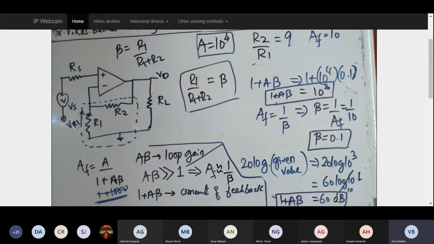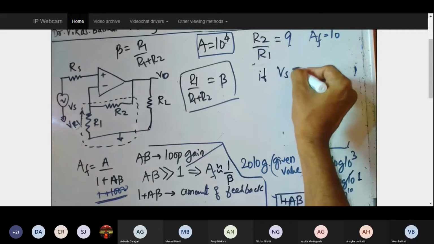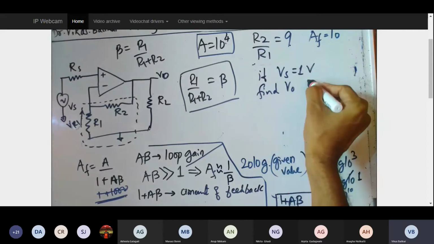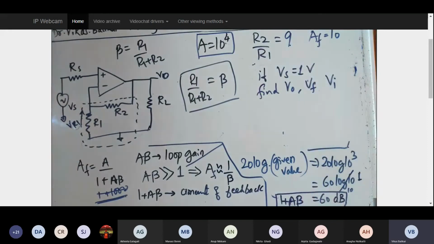If he is giving Vs equal to 1 volt, find V naught, Vf and Vi. These things he is asking.